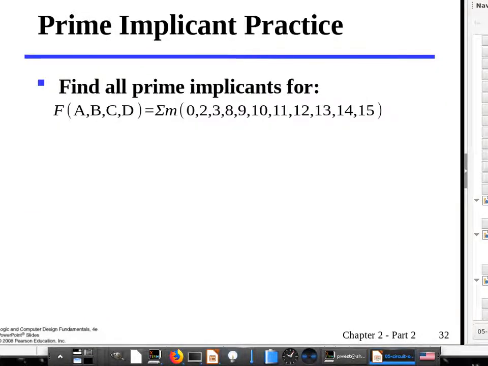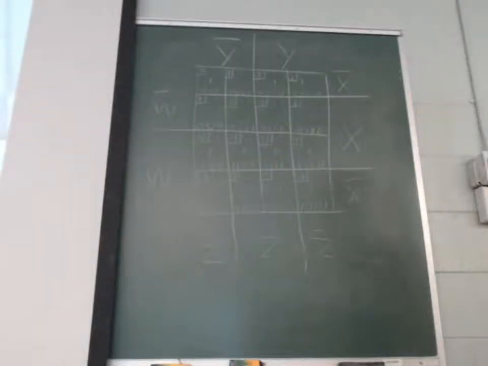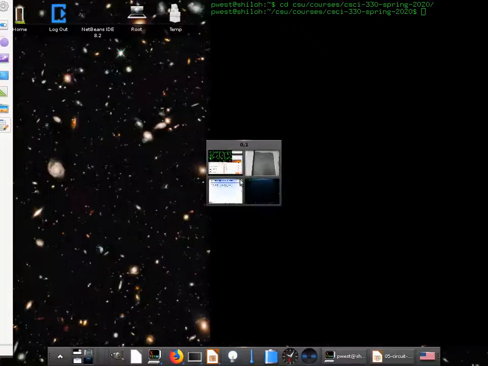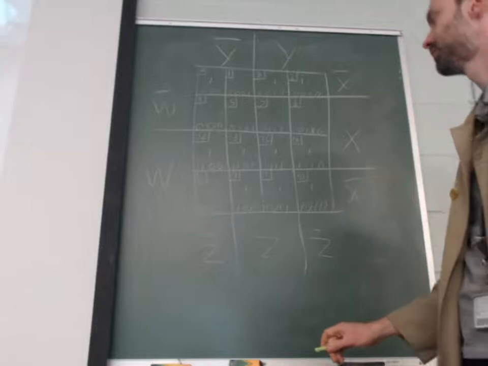Let's find all the prime implicates for this one. Beautiful. Oh, this part gets messy. All right, 0, 2, 3, 8, 9, 10, 11, 12, 13. Perfect. So we don't care if they're essential for this one, we're just trying to find all prime implicates. What are the prime implicates here?